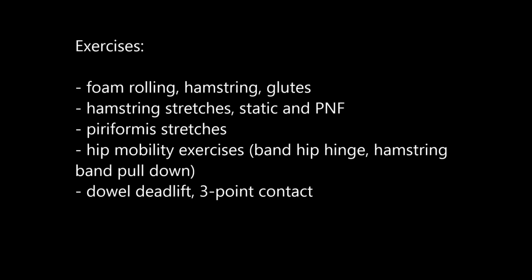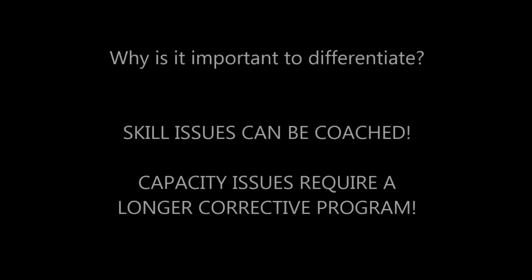Athlete 4 is now advised to continue an exercise program that includes foam rolling of the hamstrings and glutes, hamstring stretches, static and PNF, piriformis stretches, hip mobility exercises such as the band hip hinge and the hamstring band pull down, and continue to practice the dowel deadlift whilst maintaining the 3-point contact.